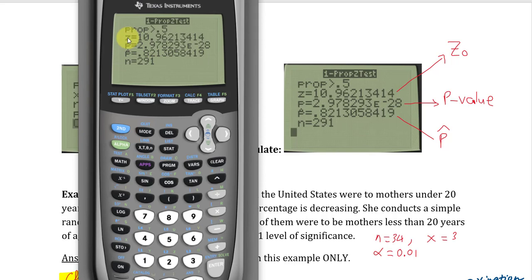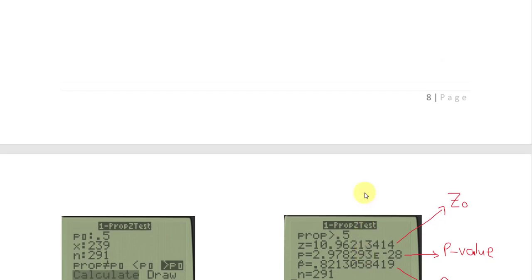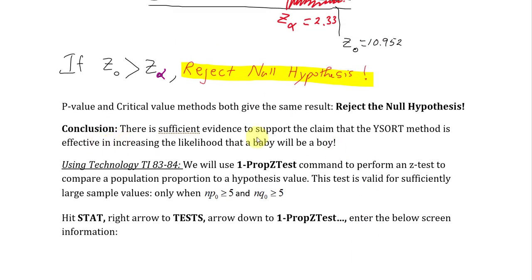Your z is the test statistic, z test, your p-value, and your p hat. So again, the p-value is close to 3 times 10 to the negative 28. So it's very small. It's less than the alpha level or significance level, and therefore we reject the null hypothesis. So the TI-84 also helps you to get to the same conclusion.